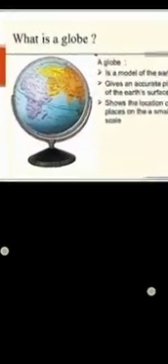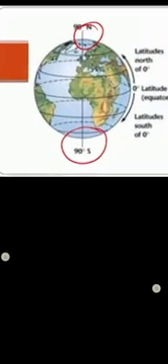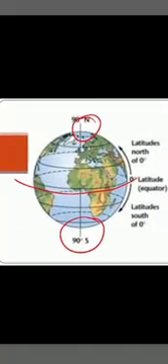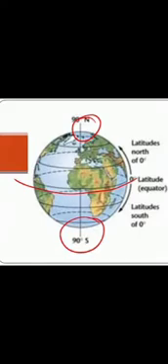What is a globe? A globe is a model of Earth and it gives an accurate picture of the Earth's surface, and it shows the location of the places on a smaller scale. You can see in this picture, upside North Pole and downside South Pole. And in the center, you can see this red line mark. It is the equator, 0 degree equator.